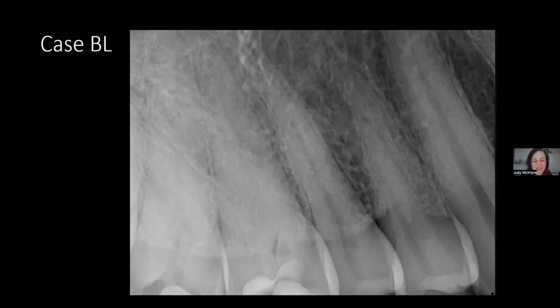Speaking of 2D films, I would like to encourage you guys to always try to take meaningful 2D films. This was a case where I was sent this patient who had pain in their upper right quadrant. While I do appreciate that this captured the roots, because not always do I get PAs that capture the roots, this is a very, very distally angulated film. There's so much overlap from each root onto the next that it's barely diagnostic, unfortunately.